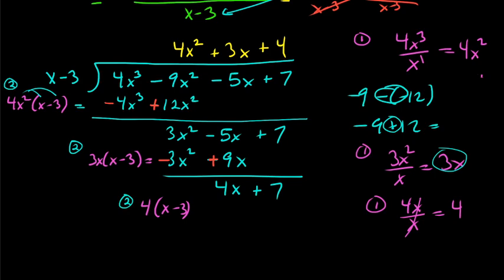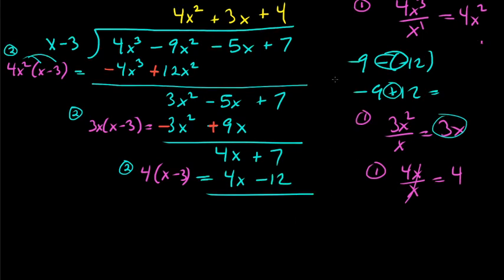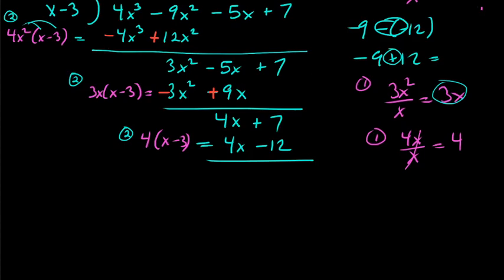Okay. And again, that's something you can do in your head. 4 times x plus 4 times negative 3. 4 times negative 3 is negative 12. Okay. And step 3, now we subtract. So 4x minus 4x is 0 again. And 7 minus negative 12, remember, is really 7 plus 12. So flip the signs and then add. 7 plus 12 is 19. It's not negative 5. If you got negative 5, you forgot to flip the signs first.